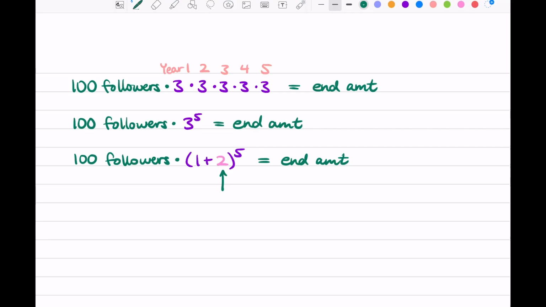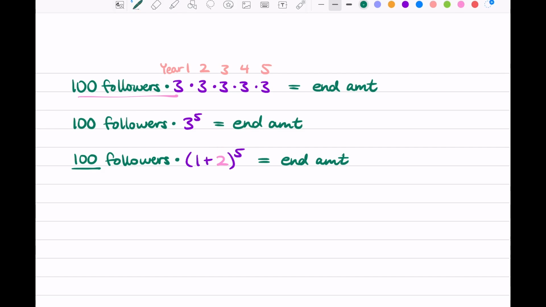And that 2 is saying that we're growing by 200% every year. So we're starting with 100 followers and increasing by 200%, and then increasing that by 200%, and that continues for 5 years. If that pink number were bigger, let's say 6, that means we're growing by 600% every year. So if we started with 100 followers, increasing by 600% would get us to 700 followers at the end of the first year. That's a lot bigger than the 300 followers we had up here. So our growth rate determines how fast or slow we're growing over time.